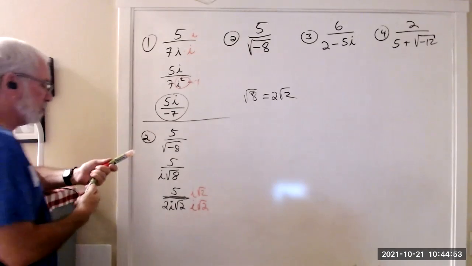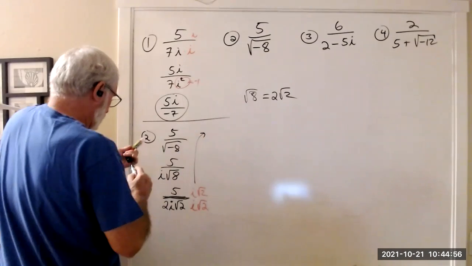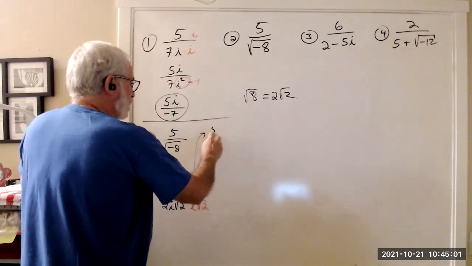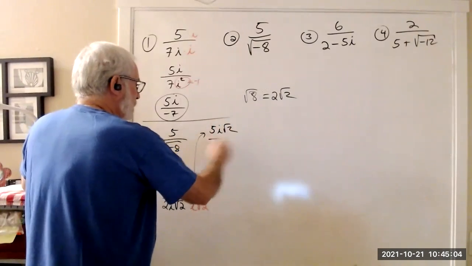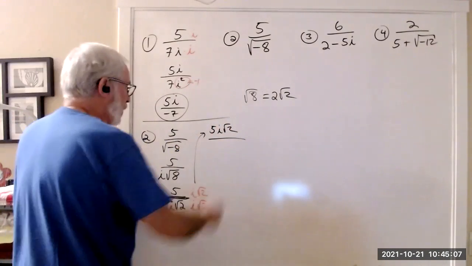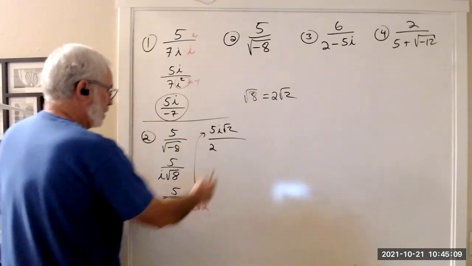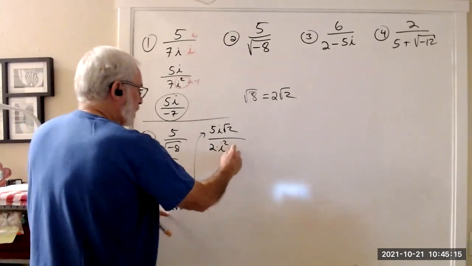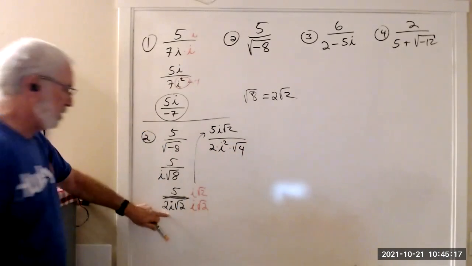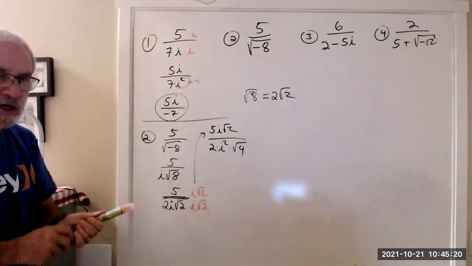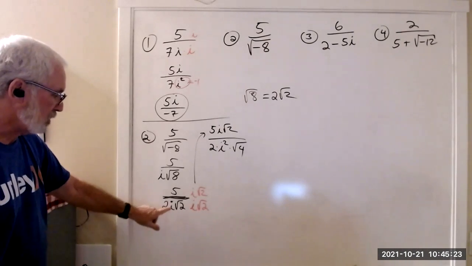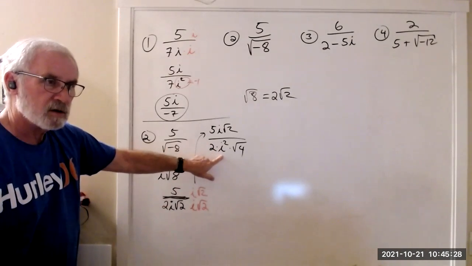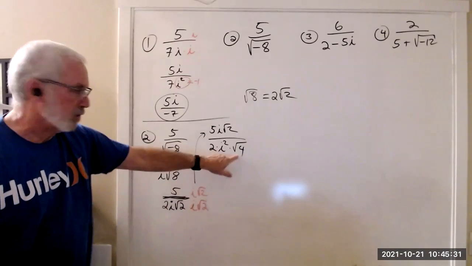So if we do that, this becomes 5I radical 2 on top. On bottom, we have 2 times I squared. I times I is I squared, times the square root of 4. We use the outside, outside, inside, inside rule. 2 times I times I, those are all on the outside, 2I squared. Square root of 2 times square root of 2 is square root of 4.